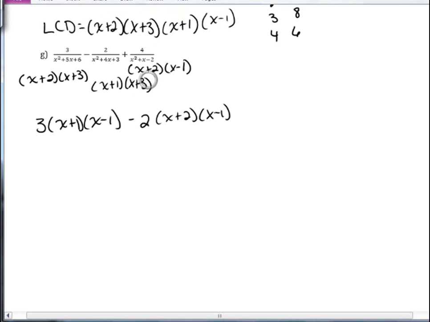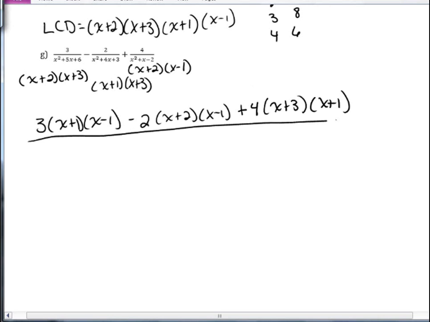Our last denominator is x plus 2, x minus 1. And so the two things that are missing here are the x plus 1 and the x plus 3. So we'll have 4 times x plus 3 times x plus 1 over our common denominator, x plus 2, x plus 3, x plus 1, and x minus 1.